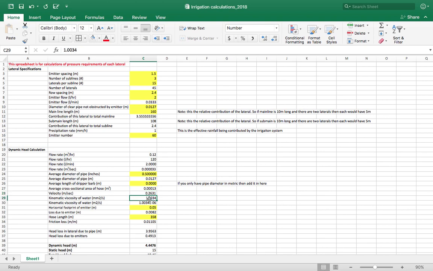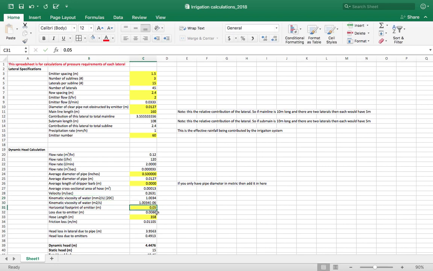And then we need to know the viscosity of the water, because that actually changes the turbulence within the pipe as the water moves, which changes the dynamic head. So we actually need to put in the kinematic viscosity of water, which is 1.0034. Now I did that from memory, and that might actually be wrong, so feel free to double check that. All liquids have different viscosity, and it also changes with temperature. This one here is at 20 degrees. I should indicate that somewhere. Maybe I'll put that here. 20 C.